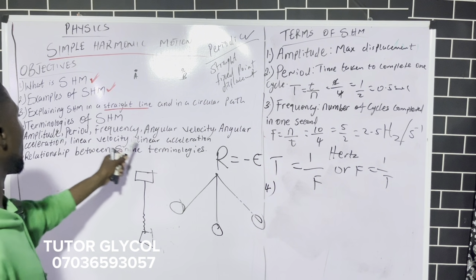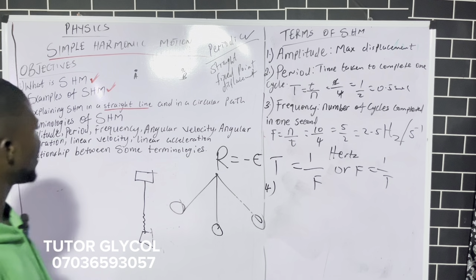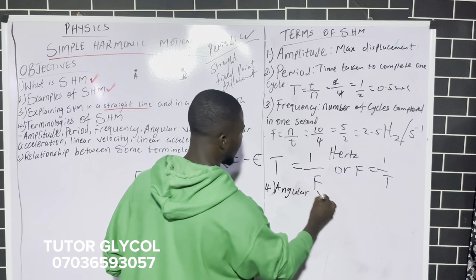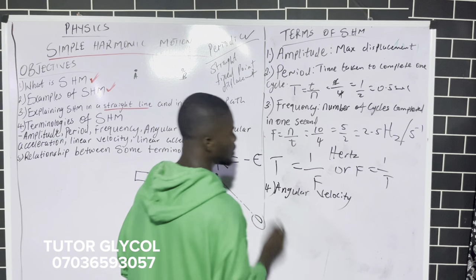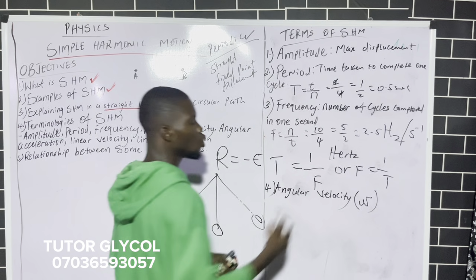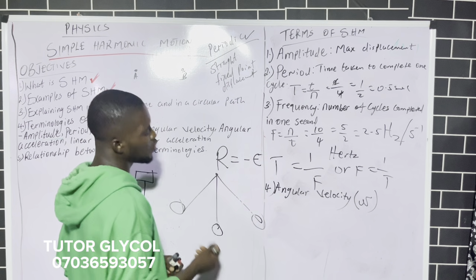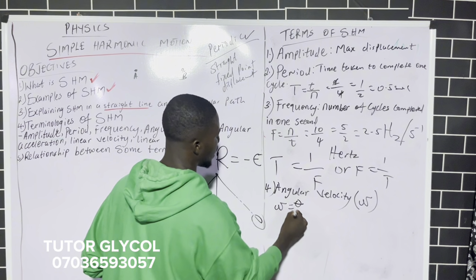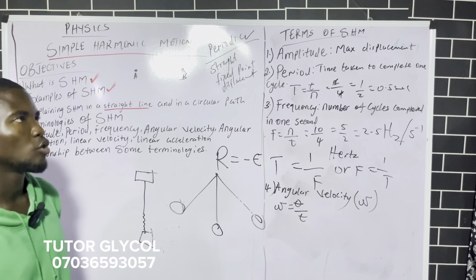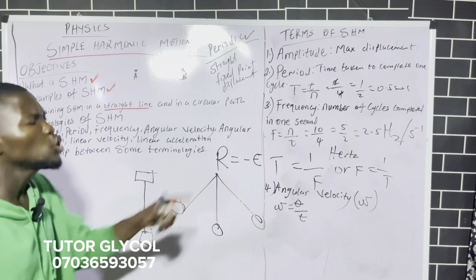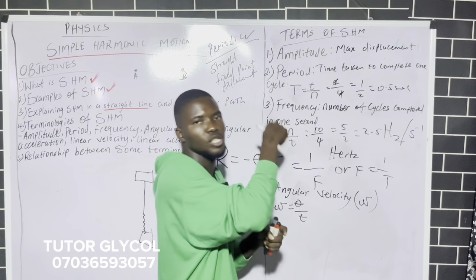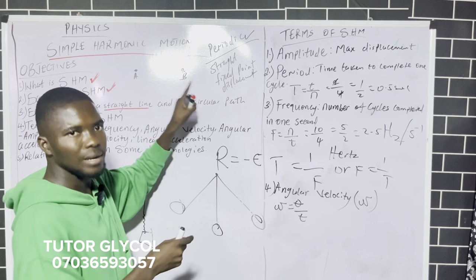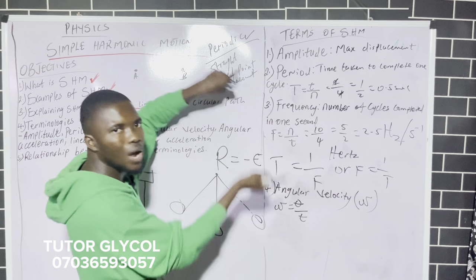We're looking at angular velocity. This one is represented with omega, O-M-E-G-A. So angular velocity is given by theta over t. Somebody will now be confused: how is it? Do you remember when we were dealing with simple harmonic motion in a circle? Remember, I said the angle moves through theta, as the object, stone P, is moving, it's sweeping through an angle theta.